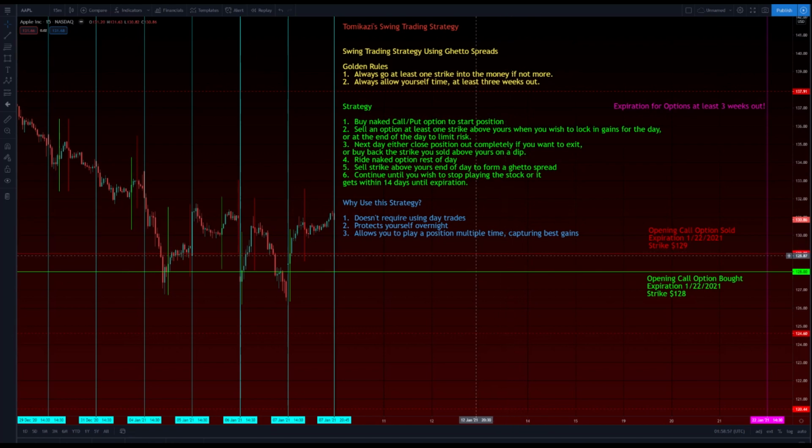Ideally, when you're looking to enter a position, let's say this was our first entry. All these greens are our entries and all the reds are our exits, as if you were to play it every day as a day trade. And we'll go into the strategy a little bit after it.